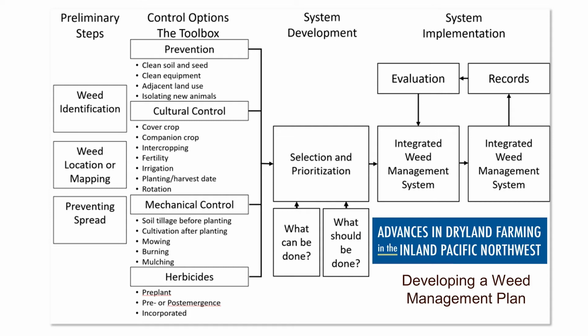Usually there's a systems development process that goes on where different inputs are chosen for different reasons or how well they fit into a system. And important questions need to be asked there, like what can be done or what should be done about the particular weed species that occur in your system. And then finally, the last step in developing a weed management plan is the actual system implementation. And that should include careful record keeping and evaluation of the management on a regular basis.